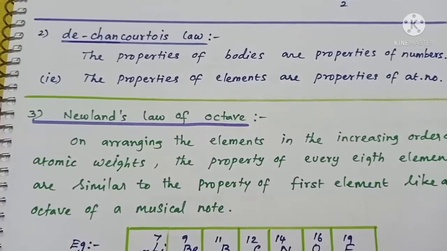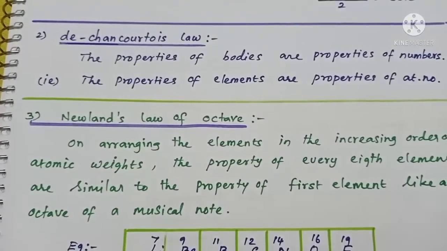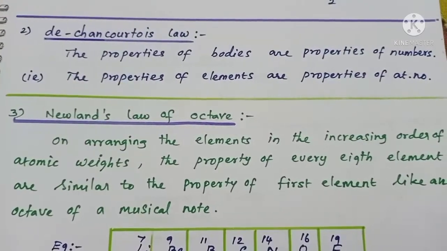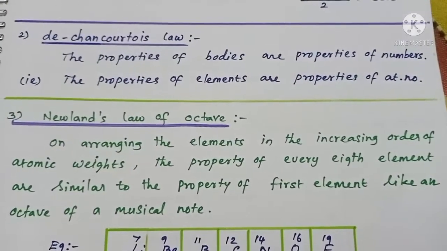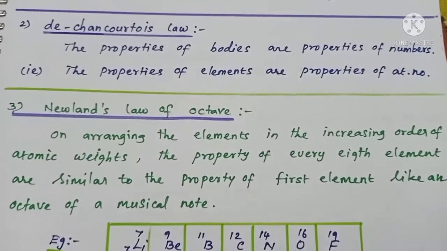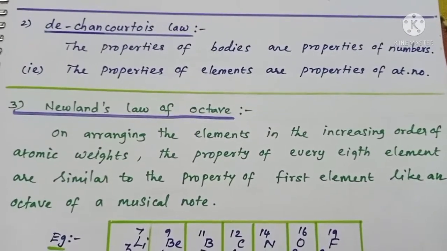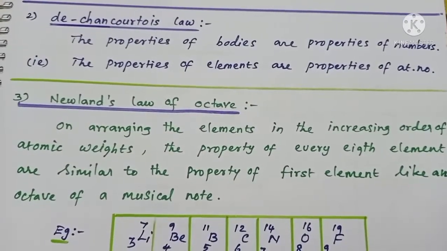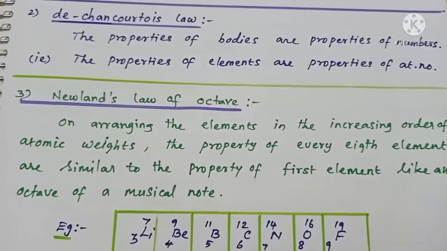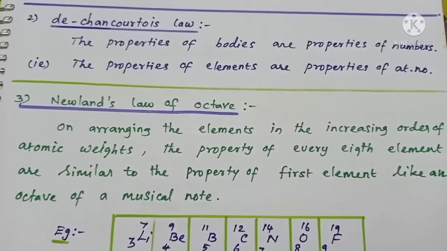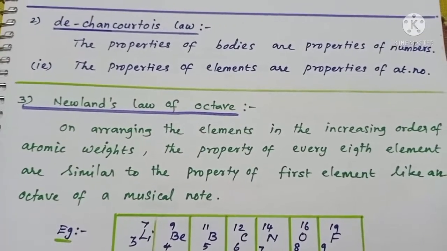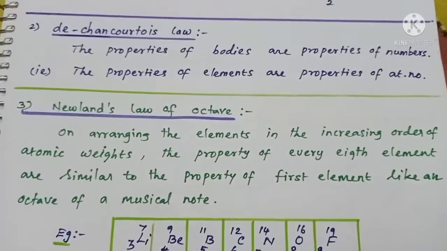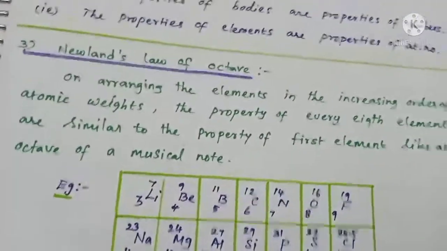Right. So let us see what the law is. On arranging the elements in the increasing order of atomic weights, the property of every eighth element is similar to the property of the first element, just like an octave of a musical note. So when the elements are arranged in the increasing order of atomic weight, every eighth element is found to be similar to the first element. In other words, the first and eighth elements are found to be similar in their properties, just like an octave of a musical note. Right, so let us see some examples for that.